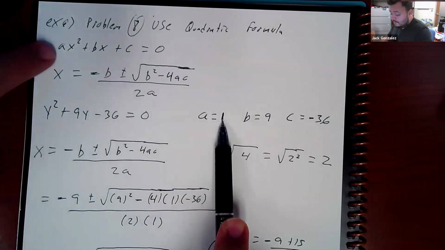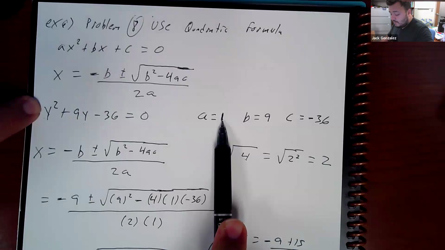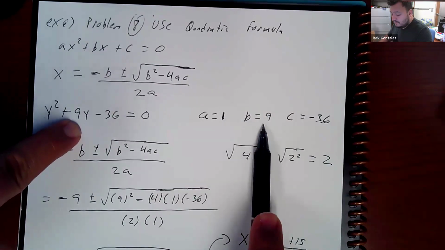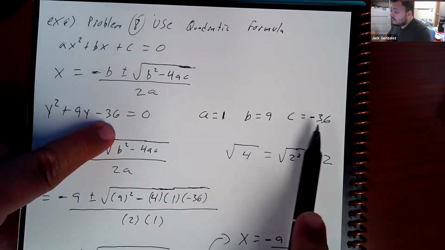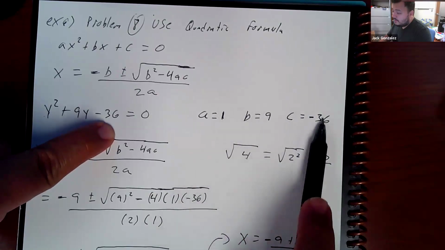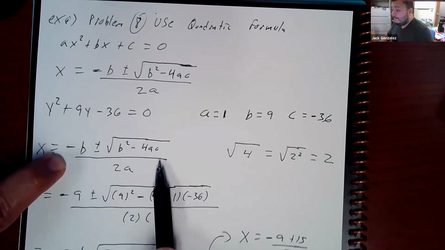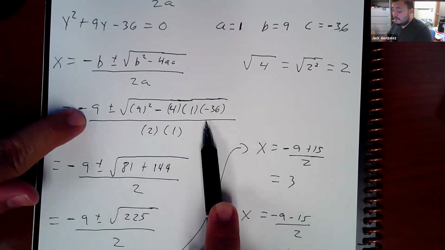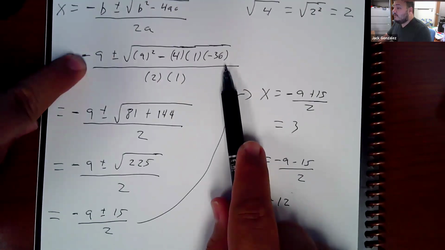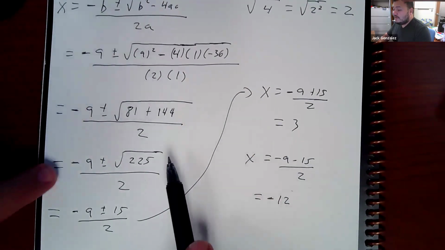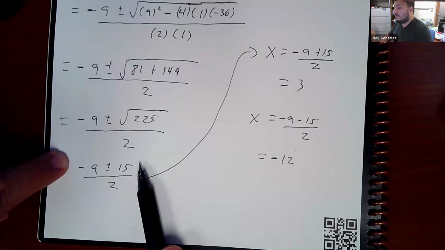A, the coefficient of the quadratic, is 1. 9 is the coefficient of the y. -36 is your constant, so plug these three into here. We do that, and we get this. Once you have this, you're just crunching the numbers and simplifying, and then you get to here.